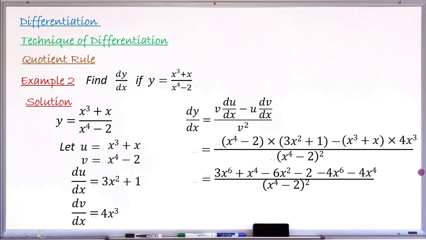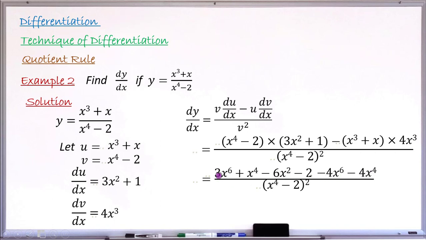You do so. You can see a term with the power 6. This is another term with the power 6, so they are alike. Similarly, I have a term with the power 4. I have another term with the power 4. They are alike also. So let me collect those two terms.